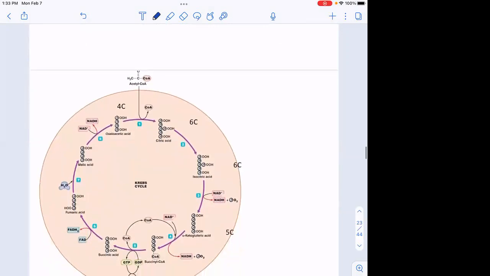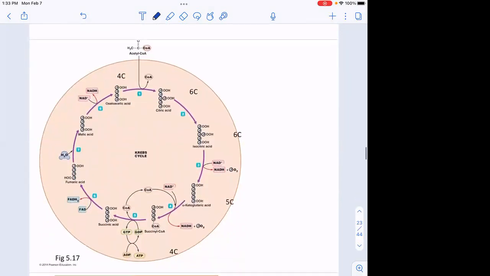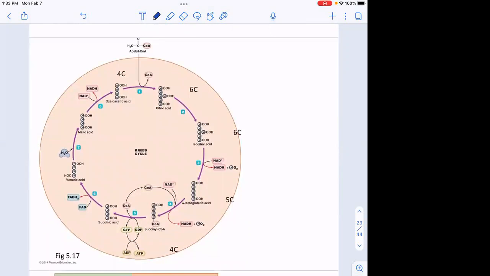All right, so where we left off last time, we had just gone through that transition step between glycolysis and the Krebs cycle, where coenzyme A attaches to the acetate. We said that only 2-carbon compounds will fit into the Krebs cycle. So that's what we find here too. Here, the acetyl-CoA combines with oxaloacetic acid to give us citric acid.